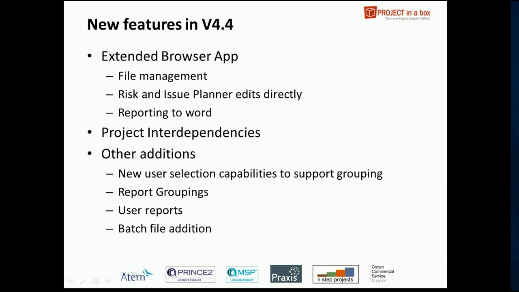Range of other things have been added in, of course. So we have new selection capabilities to support users. Every time you select users, rather than just picking them from the list, you can use an advanced search, and that allows you to search on their email, their name. It also allows you to search on their role and organisation, and the role field is particularly interesting because it allows you to save tags.